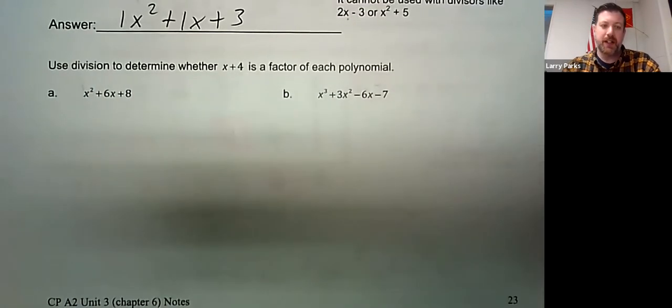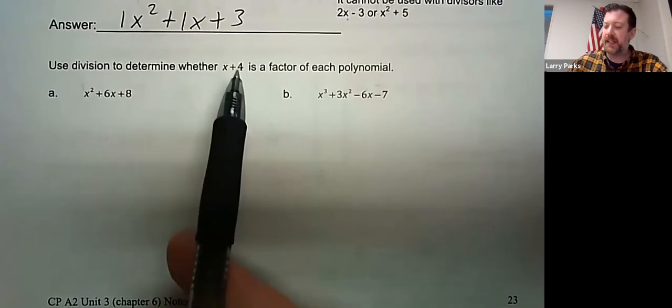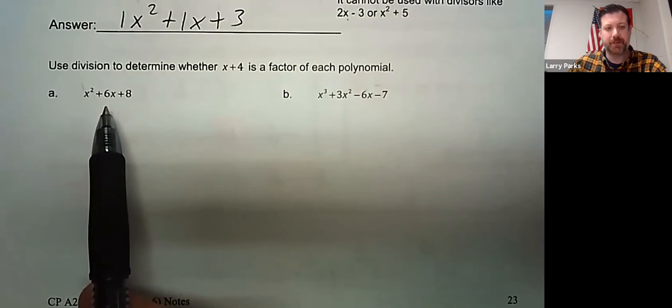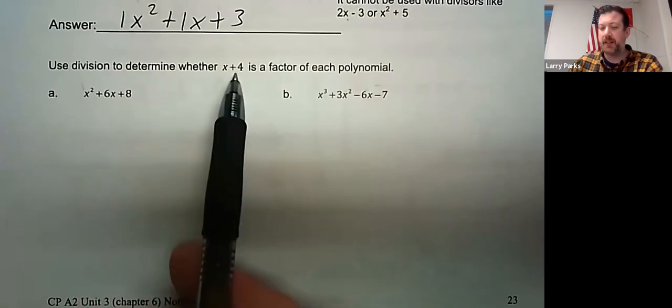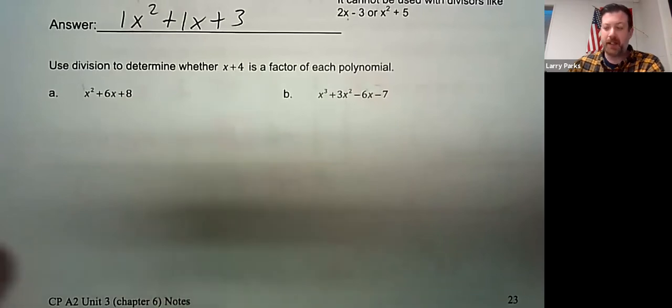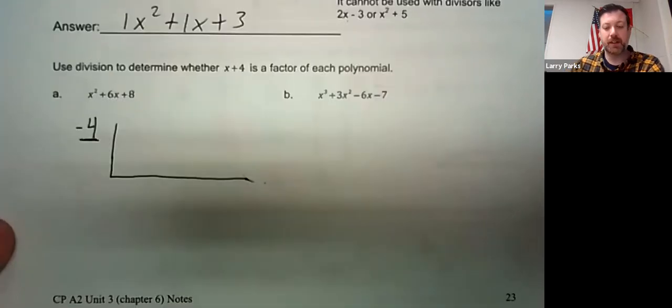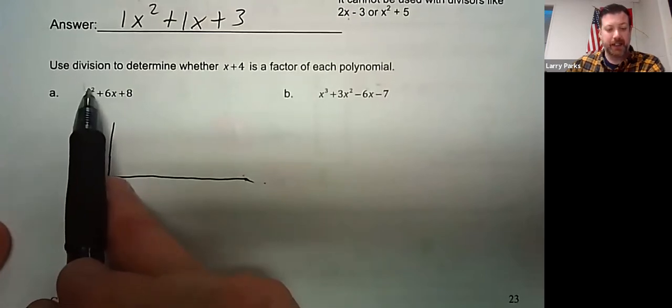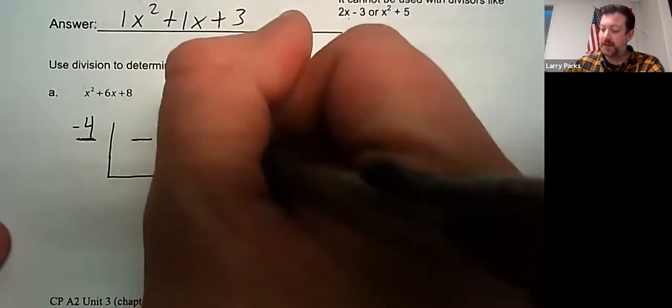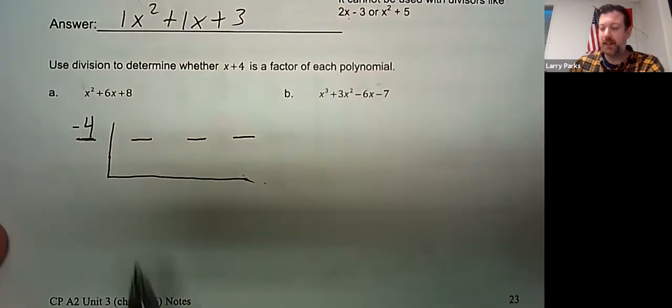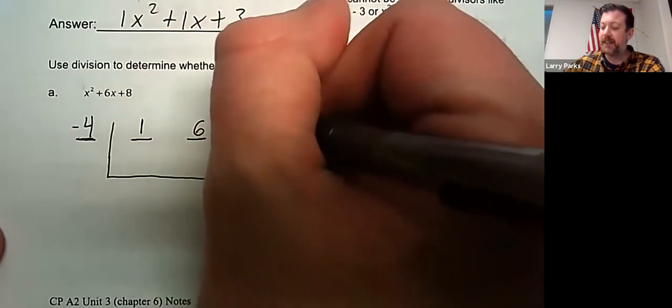So use division to determine whether x plus 4 is a factor. In other words, is -4 a solution of this? Let's see. What number plus 4 is 0? That'd be -4. So I put -4 out here. I have to the second power, I need 3 boxes. This is going to be a very simple one. What are the coefficients? 1, 6, and 8. We did not need any zeros.